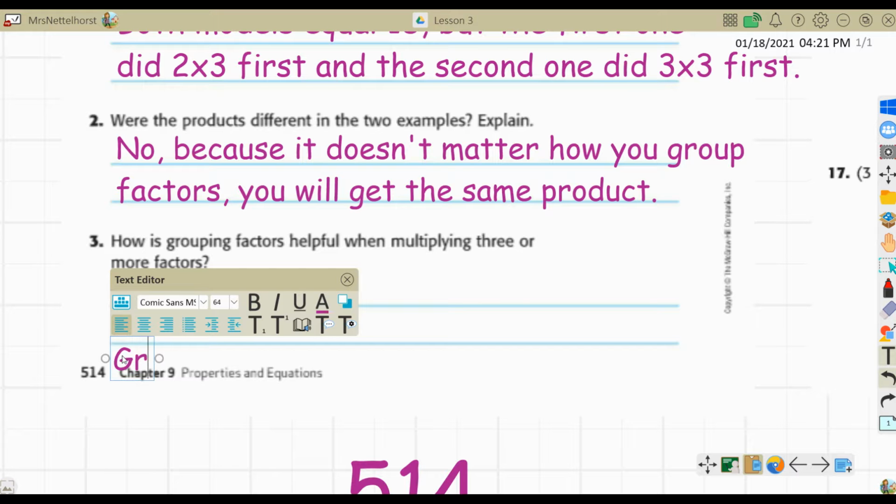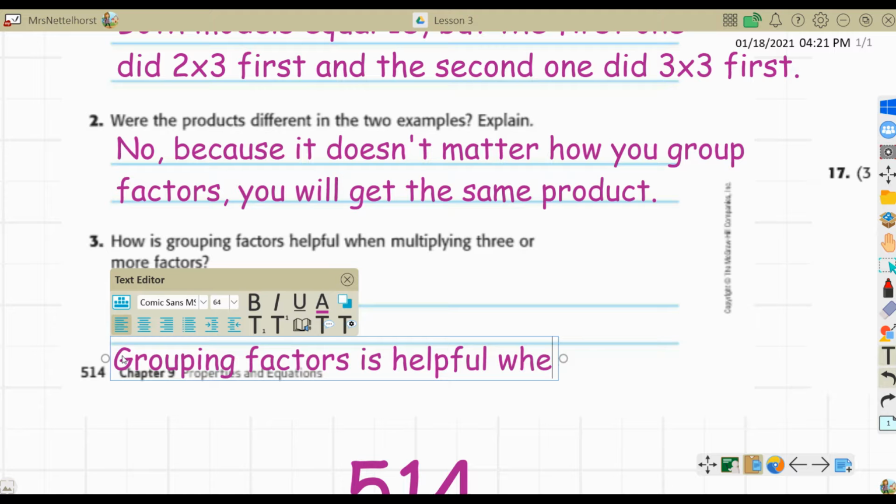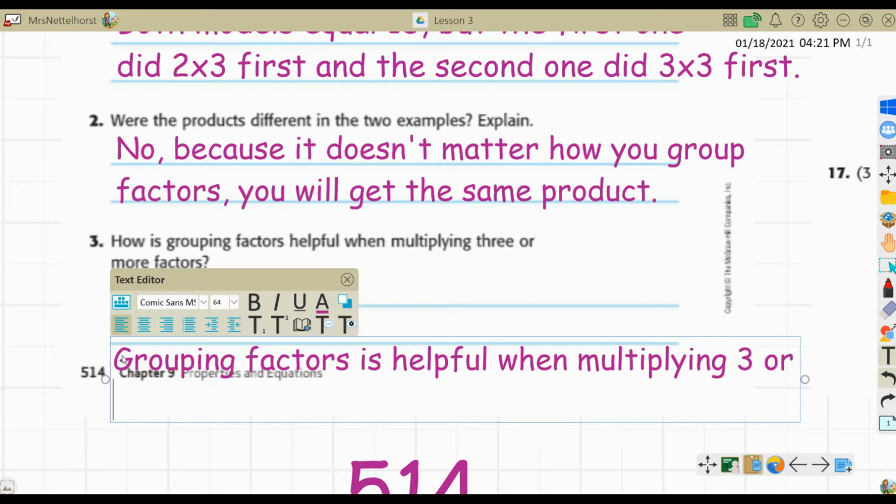Okay. Grouping factors is helpful when multiplying 3 or more factors because sometimes when your question begins with how, you need comma because. Not always.